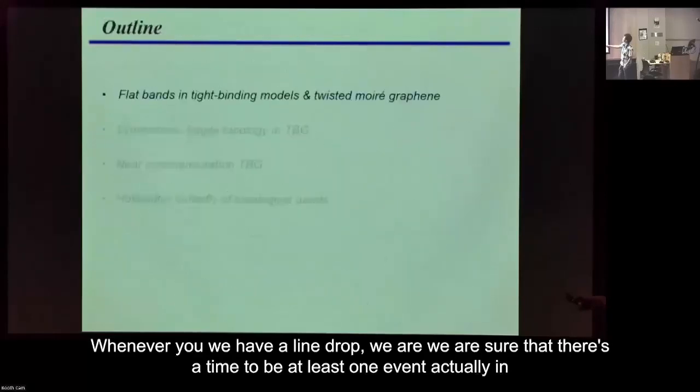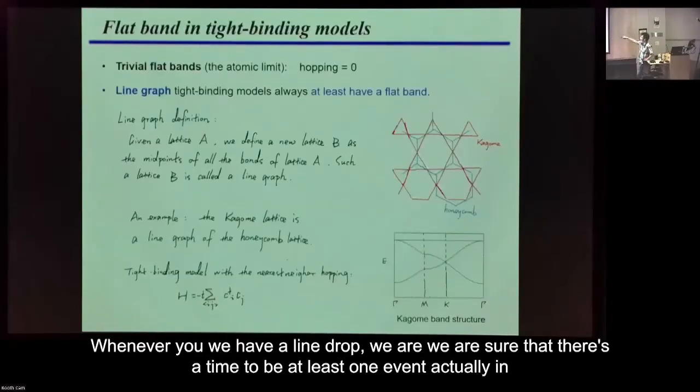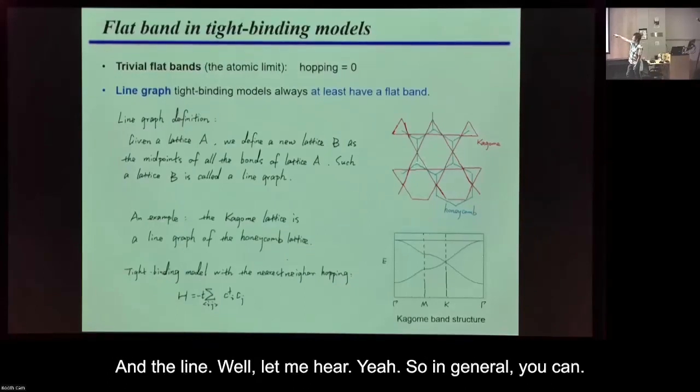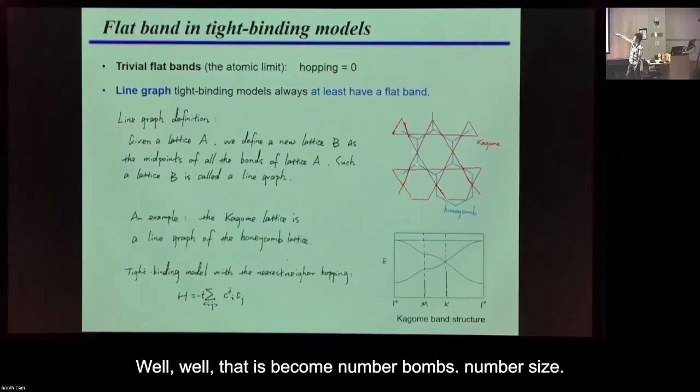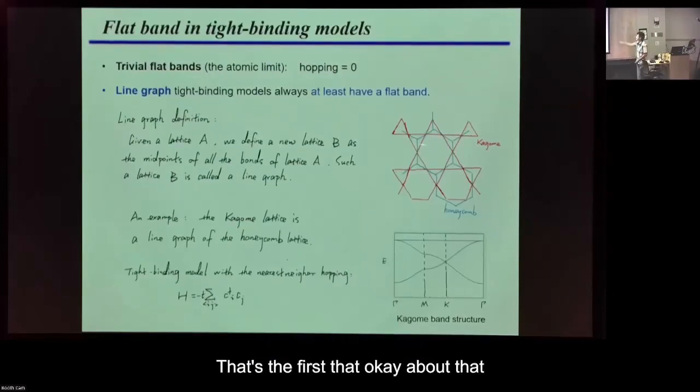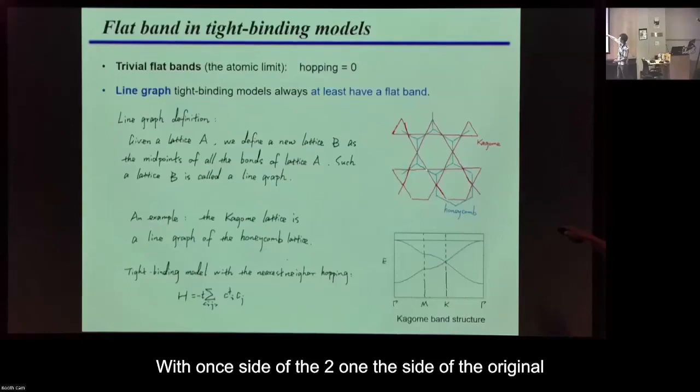So, the fact that you only have hoppings when you're connected by an underlying graph. Let me call it the background graph and the line graph. In general, if you count the number of bonds in a graph, for example the honeycomb lattice, it's always unequal to the number of sites. That means the line graph and the original graph should have different numbers of sites. That's the first effect. And then the line graph only has hopping when sites are connected by one site of the original graph: it has to hop to a site of the original graph and then to another site.